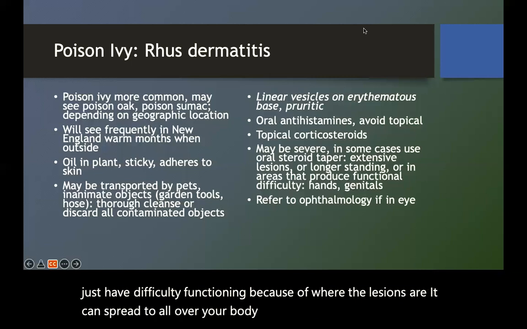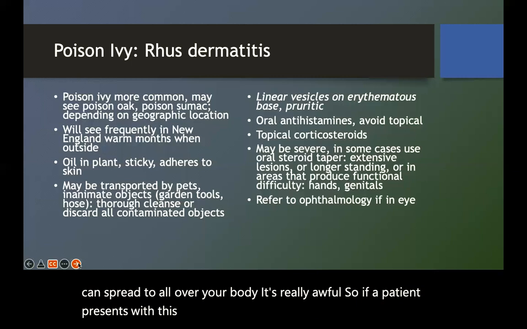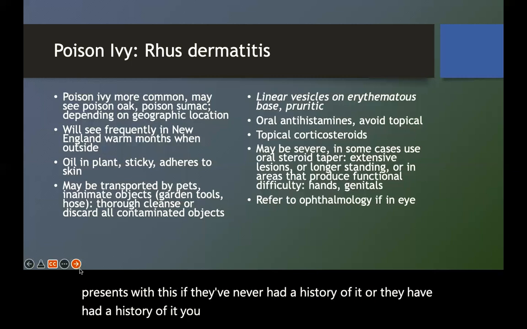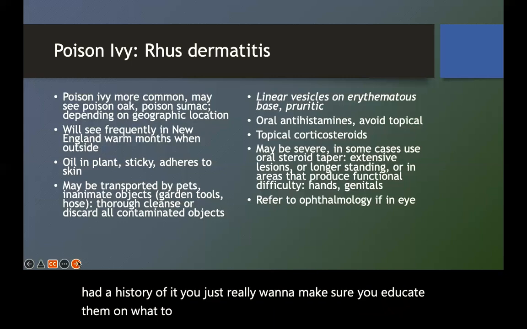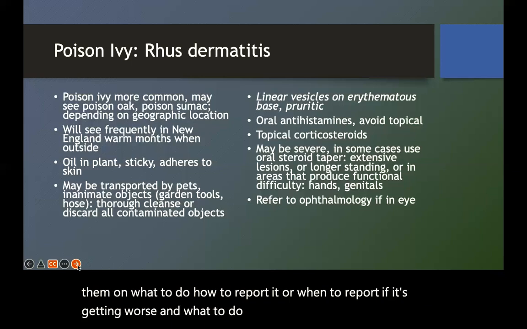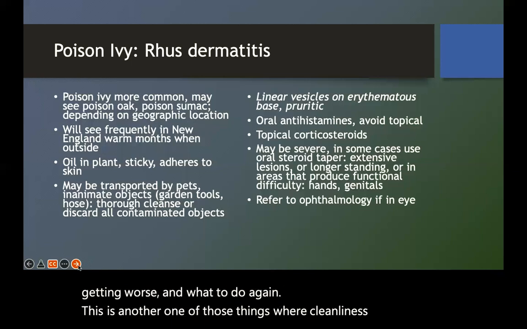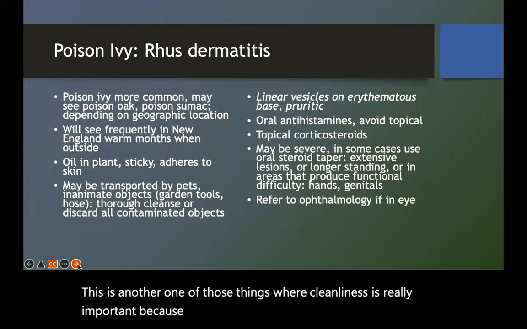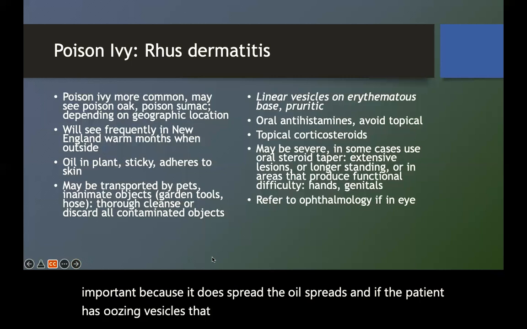It's really awful. So if a patient presents with this, whether they've never had a history of it or they have, you really want to make sure you educate them on what to do, when to report if it's getting worse, and what to do. Again, this is another one of those things where cleanliness is really important, because the oil spreads, and if the patient has oozing vesicles, the oil in the vesicles can also cause the poison ivy to spread.